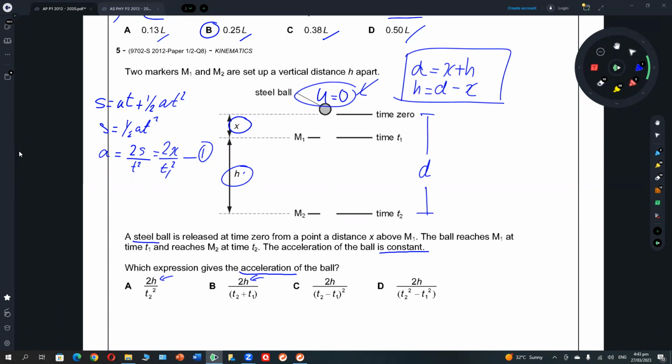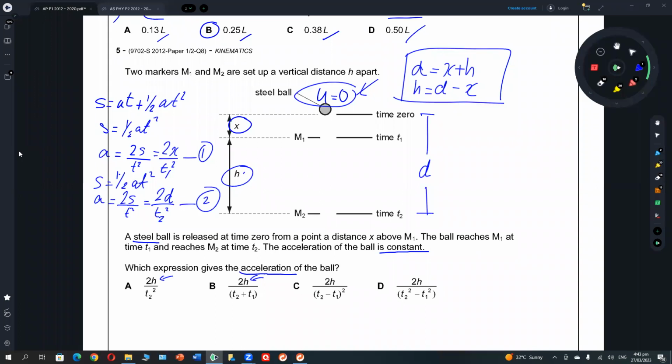Now, can you write the same equation? s is equal to half a t square. This time I make the subject a is equal to 2s upon t square, that is 2D upon t2 square. I have made two equations.